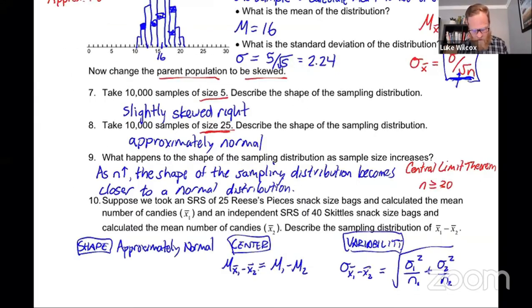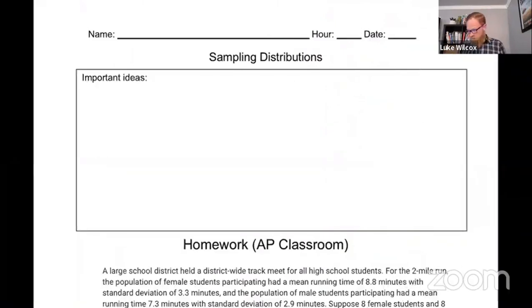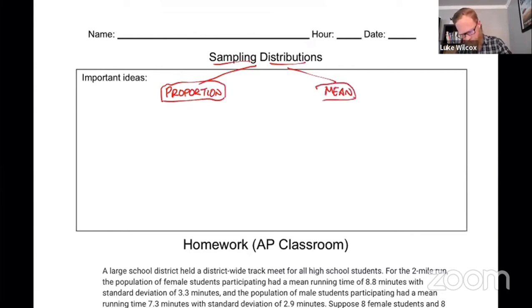So let's see if we can go ahead and summarize our learning from today's lesson. So here's how I'm going to organize the important ideas. Of course, this is all about sampling distributions, but there are two different worlds in the sampling distributions. There is the world of proportions, and there is the world of means. And what I'd like to do here is to compare how those two sampling distributions look in terms of three very important things: the shape, the center, and the variability.